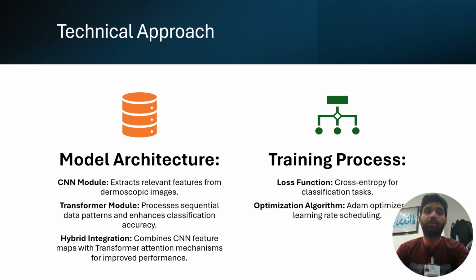Next is the technical approach. The technical backbone of this model is the combination of two architectures, the CNN module and the transformer module. The CNN module is responsible for scanning the images and extracting relevant patterns like edges, color, textures, and irregularities. The transformer module processes these features in sequence, leveraging the attention mechanism to determine what parts of the image are most important for the classification.